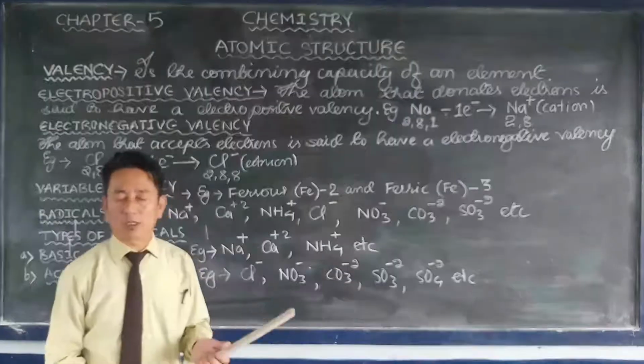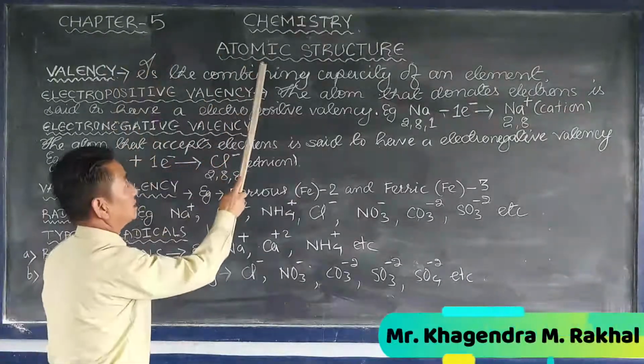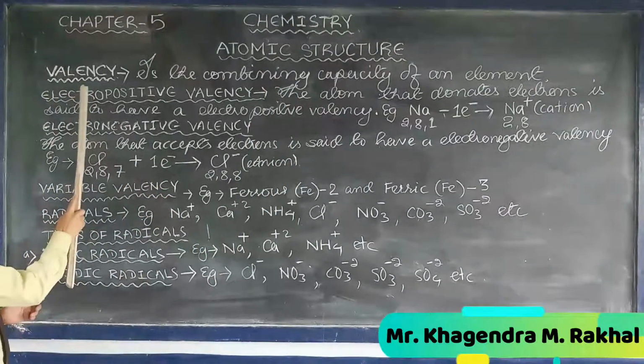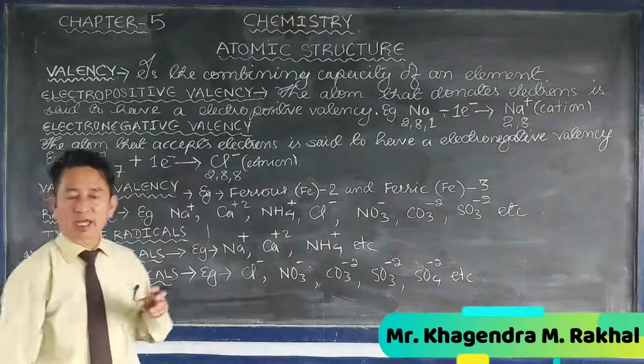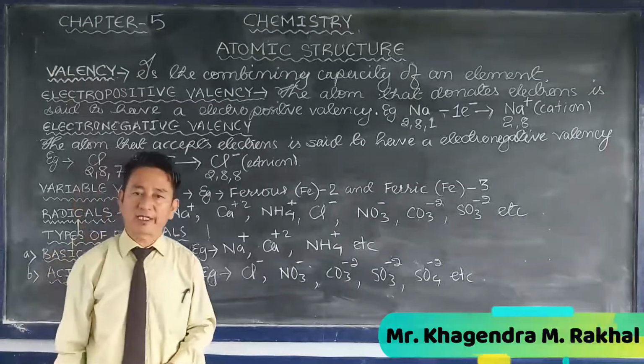Students, once again welcome back for the continuation of chapter 5 in chemistry, that is atomic structure. Today we shall discuss valency. For this you can refer to page number 69 to 71 in your textbook.